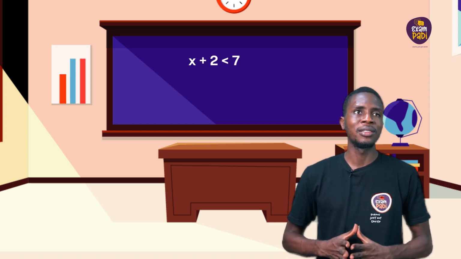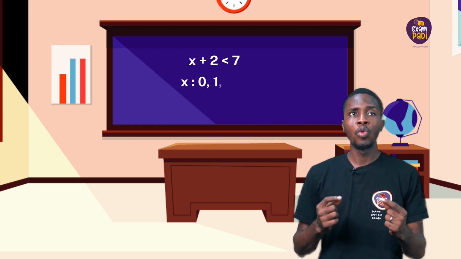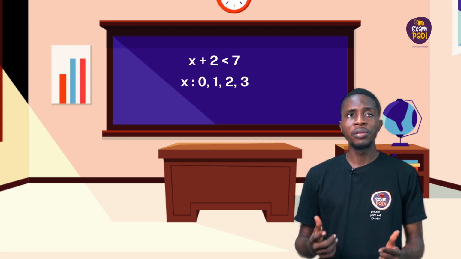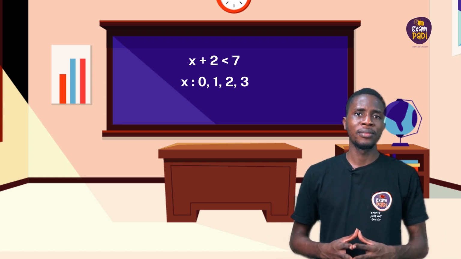When working with linear equations involving one variable whose highest degree or order is 1, you are looking for the one value of the variable that will make the equation true. But if you consider an inequality such as x plus 2 less than 7, then the values of x can be 0, 1, 2, 3, any negative number, or any fraction in between. In other words, there are many solutions for this inequality.